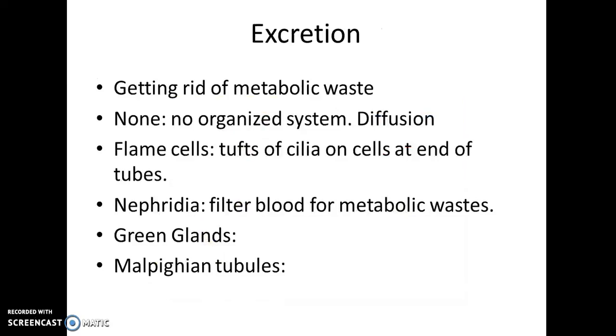Excretion, you need to get rid of metabolic waste. The nitrogenous wastes are toxic. You need to get rid of those. So how do you get rid of them? By excretion. So the different excretory systems are one, none. That's not really a system, right? So the nitrogenous wastes are removed by diffusion.